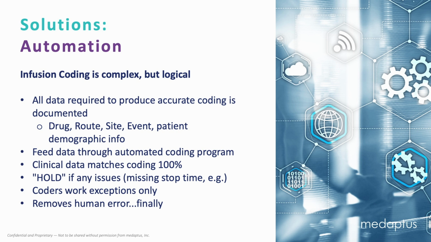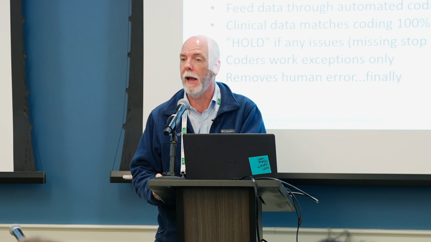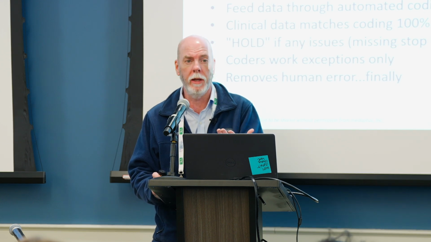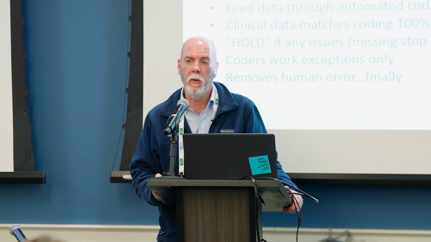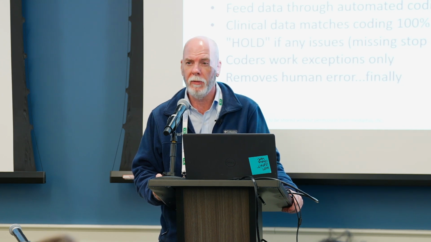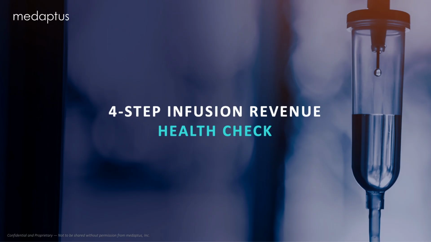But there is one other alternative that you can go with, and that's the product that we provide, and this is just full automation. By full automation, I mean we pull the data, we do the codes, and we send the codes back. I mean, that's really the way it is, with absolutely no human intervention whatsoever. If you have documented start and stop times and event times in your charts, we can write a program that pulls that data out. So what we have to offer is a 4-step infusion revenue health check.